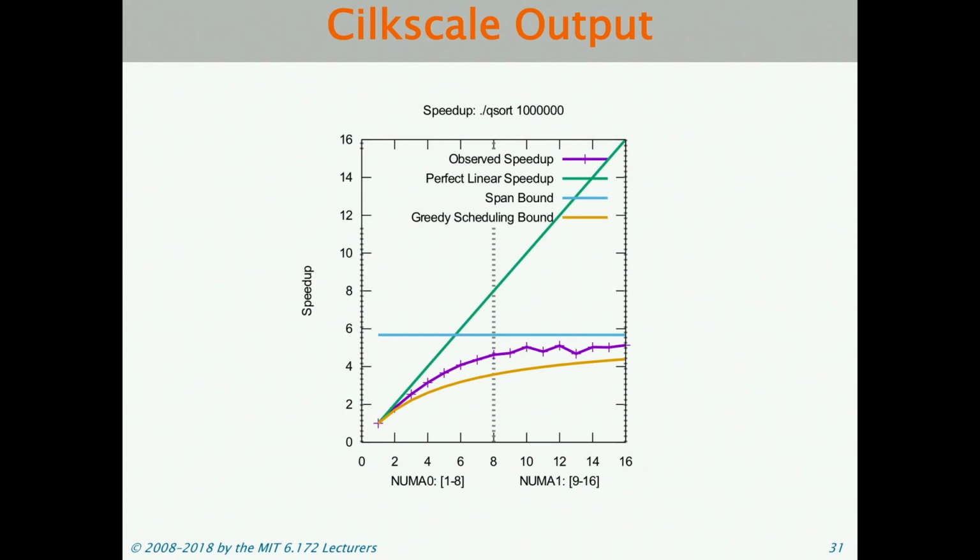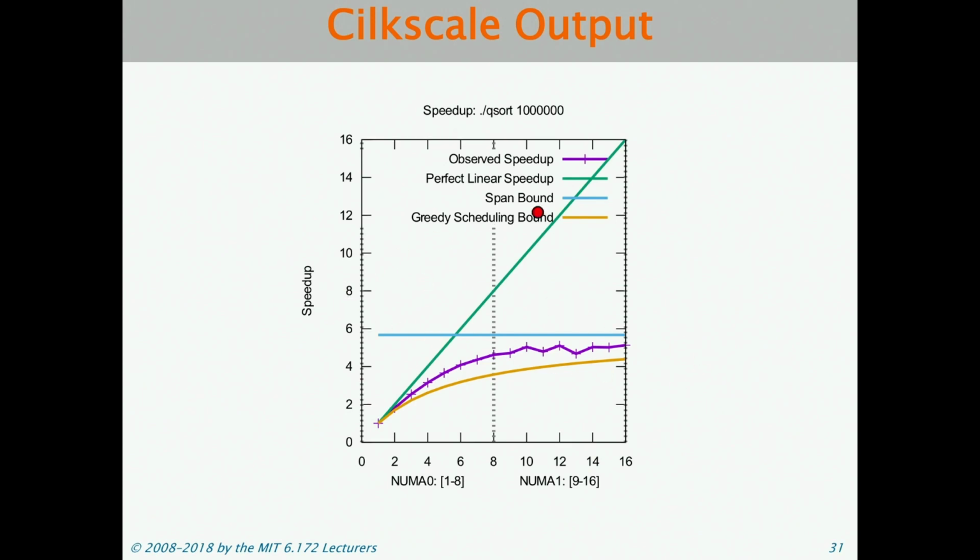Okay, so if you run this program using Cilkscale, it will generate a plot that looks like this. There are several lines on this plot, so let's talk about what each of these lines mean. This purple line here is the speedup that you observe in your computation when you're running it. You can get that by taking the single processor running time and dividing it by the running time on P processors. So this is the observed speedup. That's the purple line.